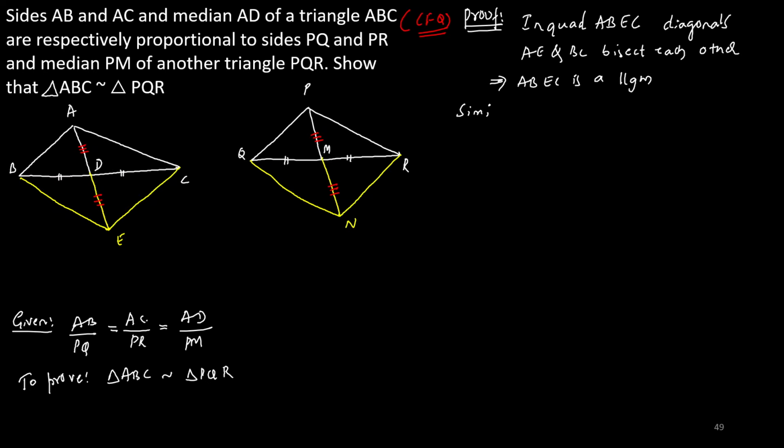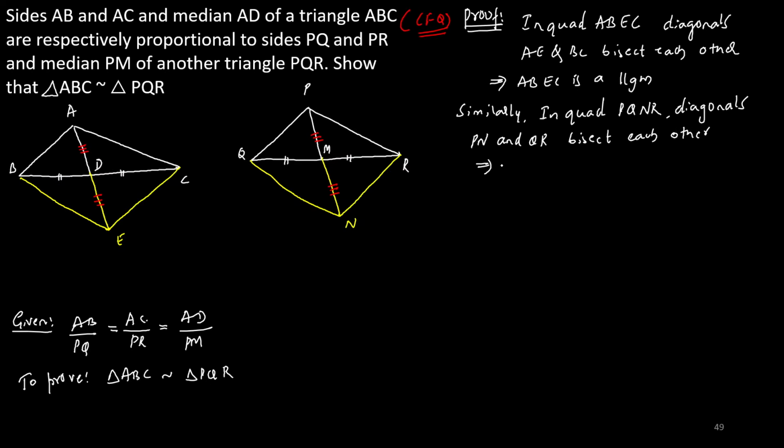Similarly in QNR, the diagonals PN and QR bisect each other, that implies PQNR is also a parallelogram. Now in a parallelogram I know that opposite sides are equal to each other. So now I know what is given ratio. This is given ratio. I will write this one again.